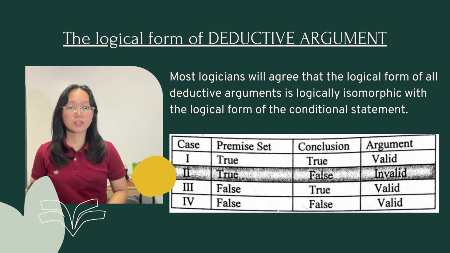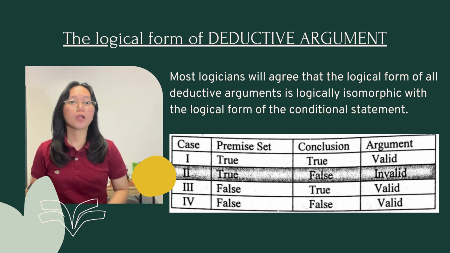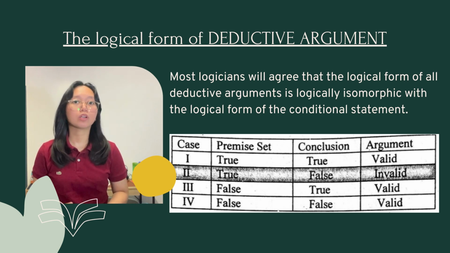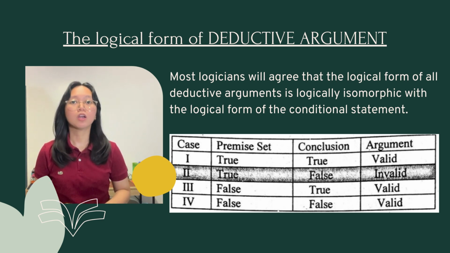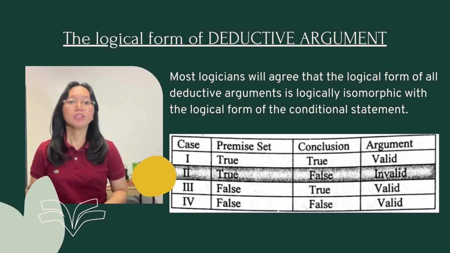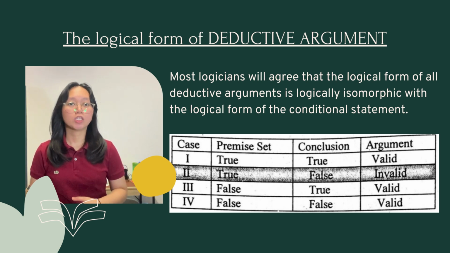Let us now discuss the logical form of a deductive argument. Most logicians will agree that the logical form of all deductive arguments is logically isomorphic with the logical form of the conditional statement. Ibig sabihin ng isomorphic is that it is the same. Now, take a look at the shaded region in the presentation and compare it to the situation with the conditional truth table that we have discussed. They are the same: the first must be true and the second must be false in order for the argument to be false, or in this case, invalid. This means that the premise set of a deductive argument is joined to its conclusion by the conditional connective.